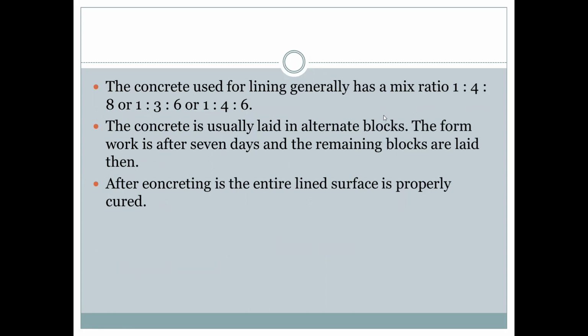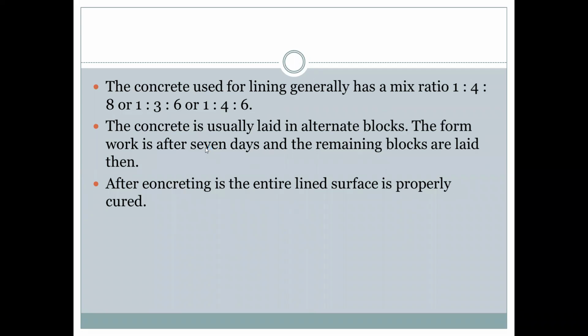The concrete used for lining generally has mix ratio 1:4:8, or 1:3:6, or 1:4:6. This is the mix proportion used for concrete lining. The ratio 1:4:8 means 1 part of cement, 4 parts of fine aggregate, and 8 parts of coarse aggregate. So these are the ratios: 1:4:8, 1:3:6, and 1:4:6. These are the various proportions used for concrete lining.